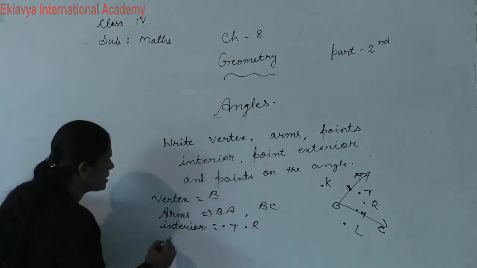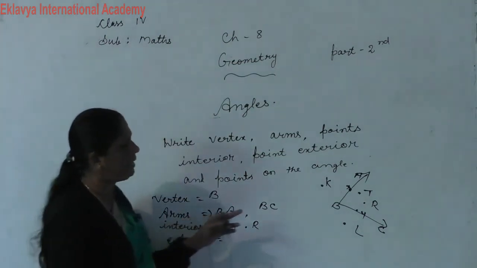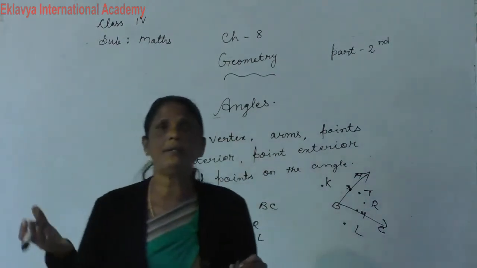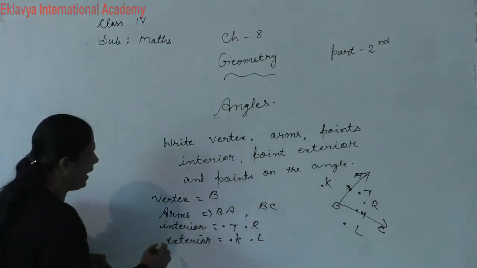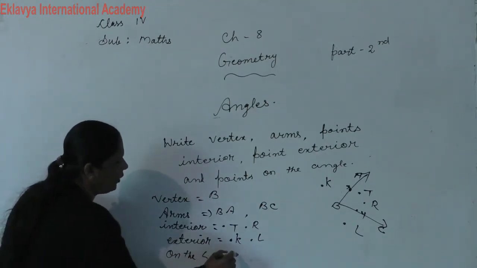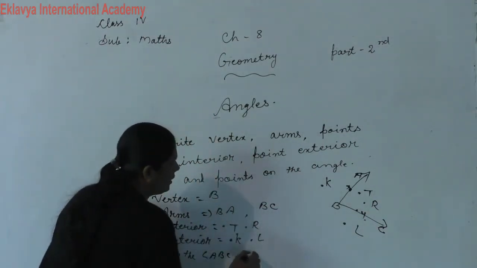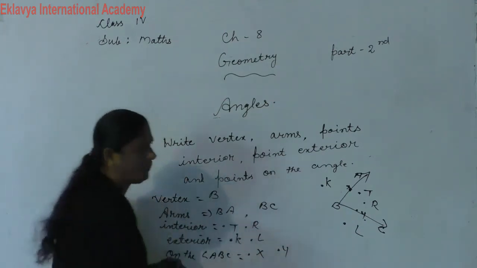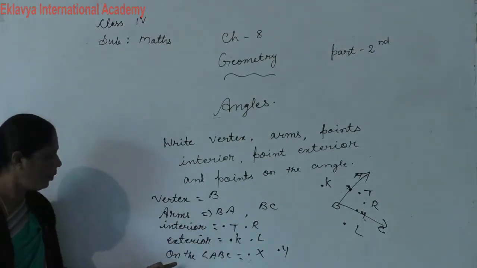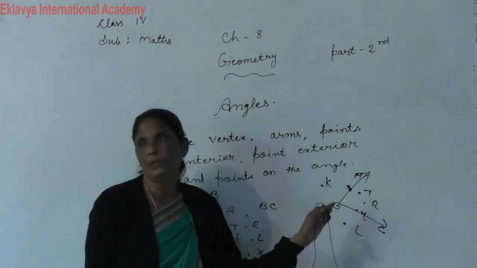Next, exterior. What are the exterior points? Point K, point L, outside the angle. Next, on the angle ABC, that is point X and point Y. Do you understand? Vertex, arms, interior, exterior, points on the angle ABC.